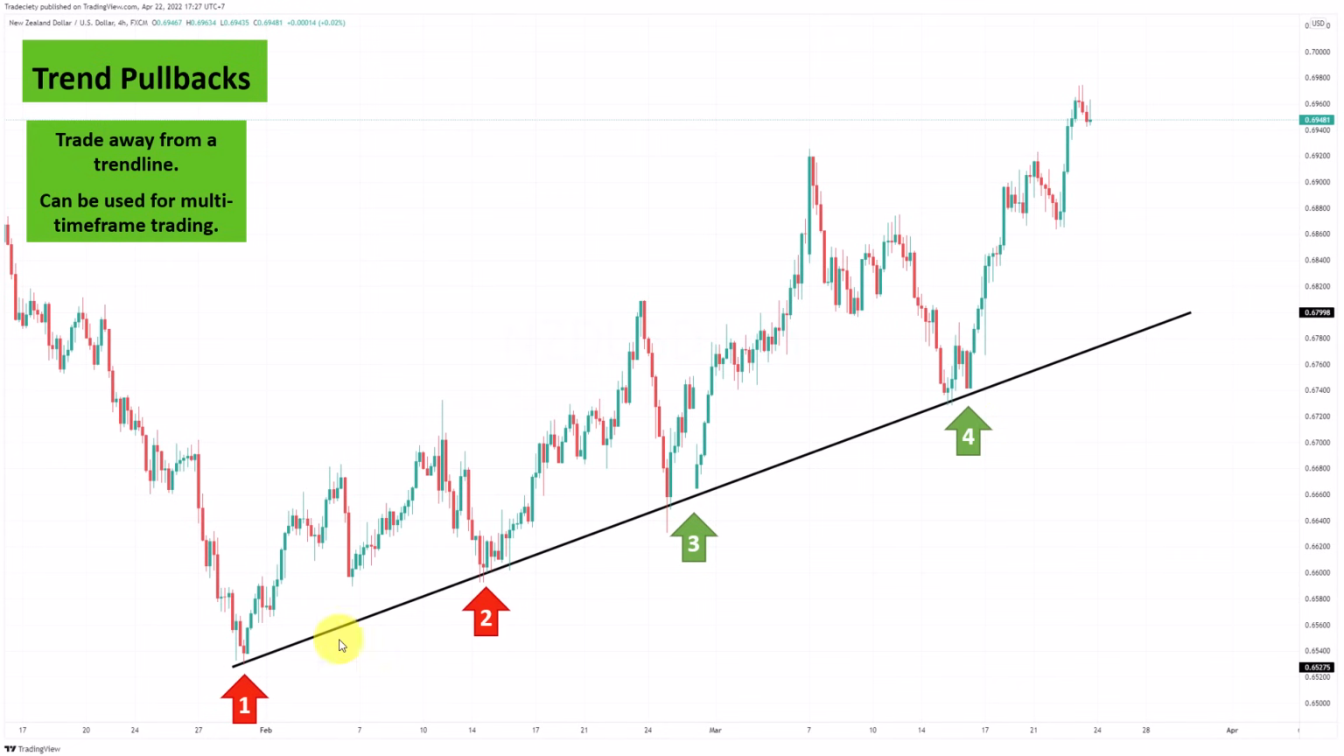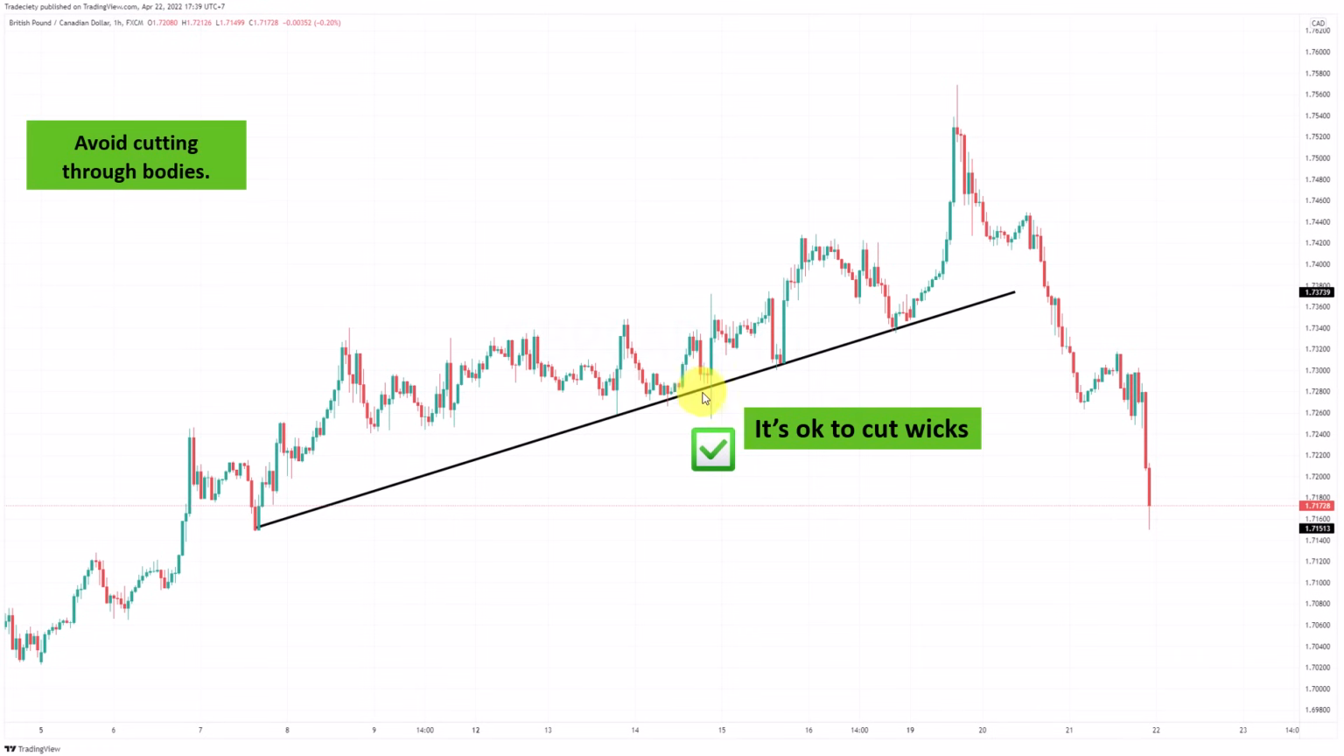So on a trend line, we connect the swing lows and we wait for the market to come back here. We can then use this in a multi-time frame approach where we go to a lower time frame when we can see the market is hitting the trend line. It is okay to cut through the candlestick wicks, but we don't want to cut through the candlestick bodies. That's not okay when it comes to drawing trend lines.